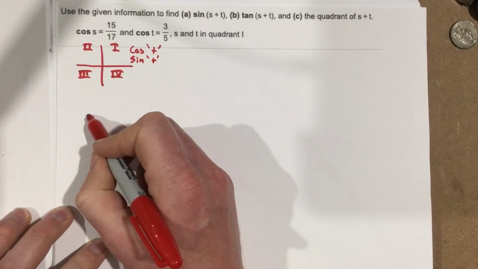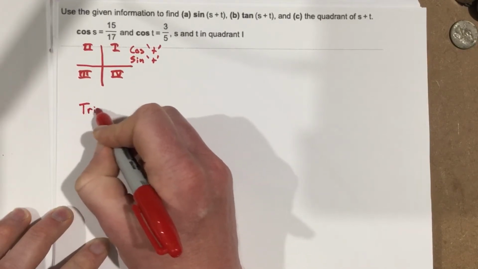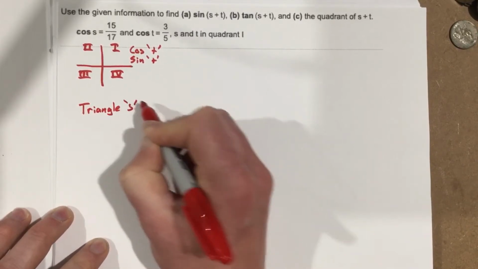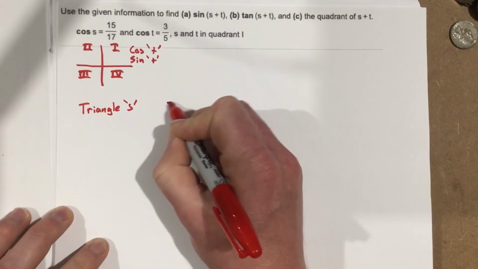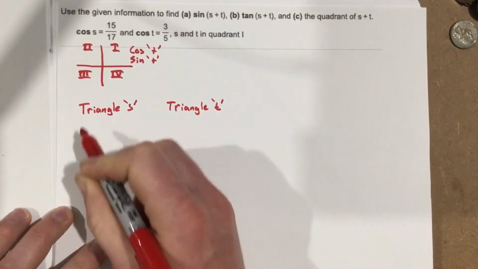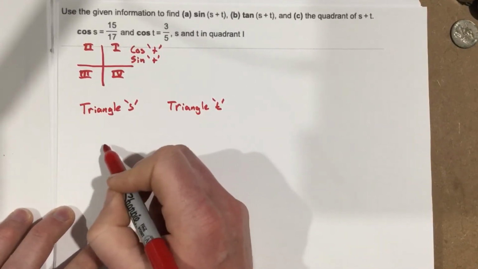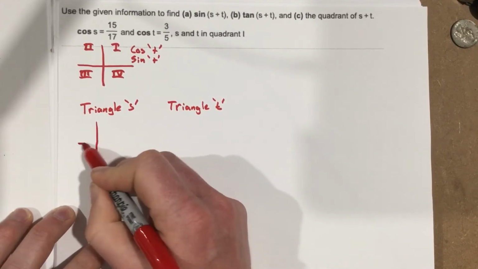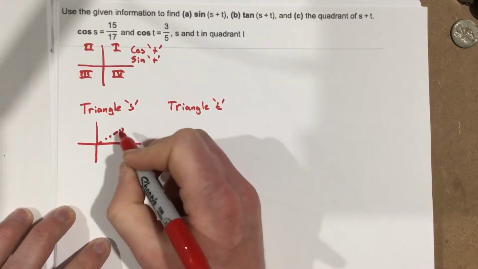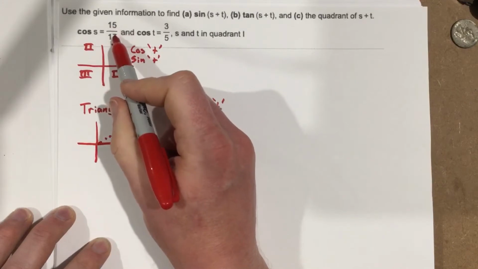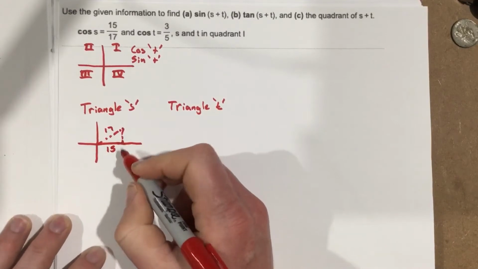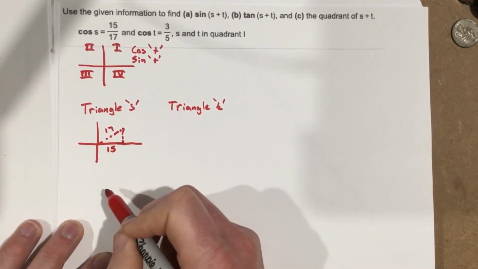So I need to say that this is triangle S, triangle with angle S, we'll say that. And this is triangle with angle T. Okay, so we know we're in quadrant 1, so we'll draw that real quick. There's our triangle. We know that if cosine S is 15 over 17, that really means that this is 15, this is 17. So we need to go through and find this side here.